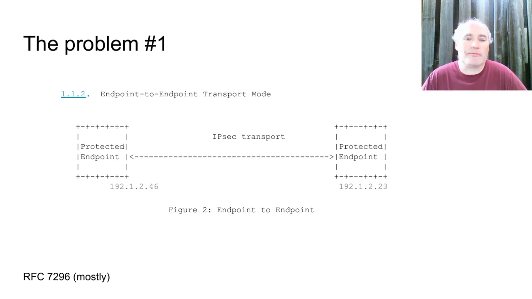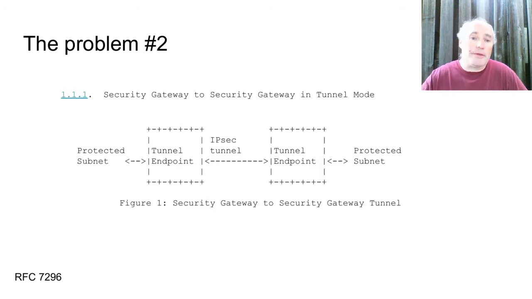What about a problem? Let's go with 3. Problem 1. You have 2 endpoints and you want to make sure that all the traffic between the 2 endpoints is encrypted. No ifs, no buts. Any traffic going between those 2, encrypt it. That's called transport mode.